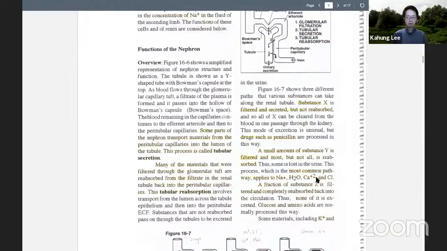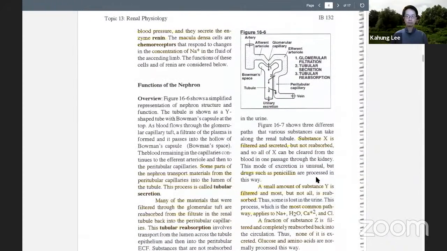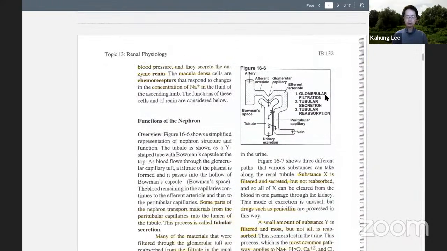Okay, 6 and 7. In here, you can see the 3 major processes occurring in the nephron. Basically, it's filtration, secretion, and reabsorption, or you may call it absorption, okay? Filtration, as I mentioned, is specific to the Bowman capsule, the renal corpuscle. It is specifically from the glomerulus to the Bowman space, from the blood to the ECF. This is what we call filtration.